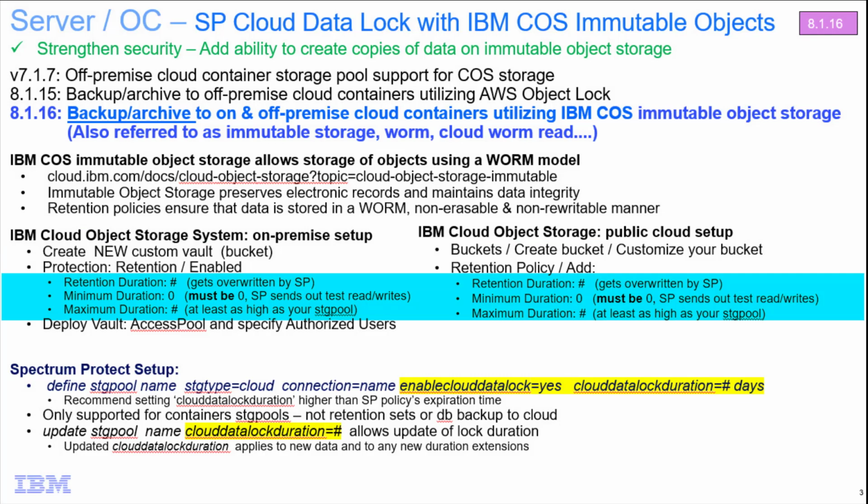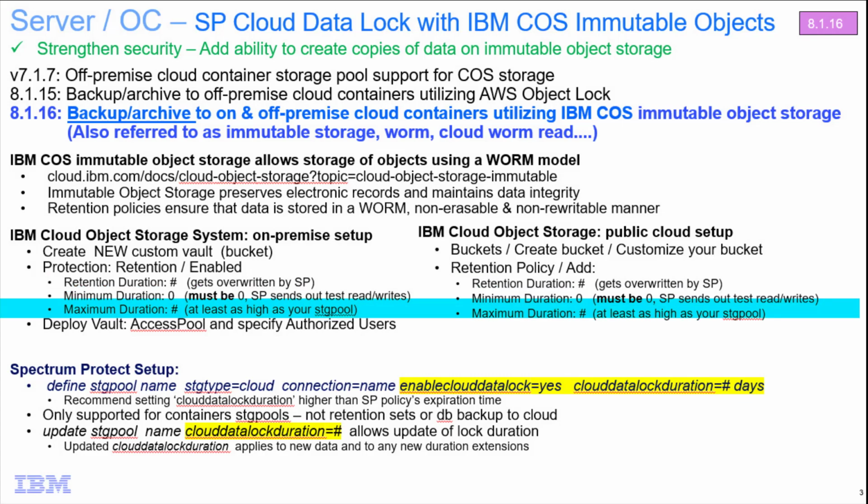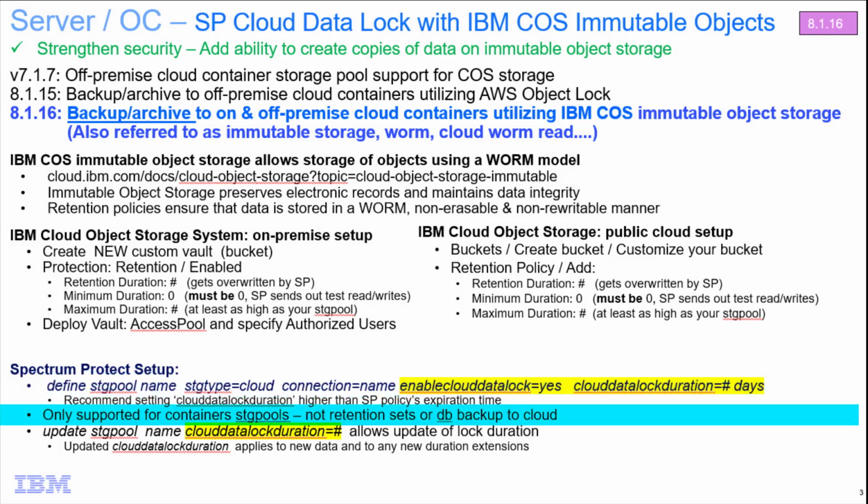And the important thing on both of these is going to be the setup of your retention duration, minimum duration, and maximum duration. And these numbers are important because they work in conjunction with our defined storage pool, where we do this enable cloud data lock equals yes, and then we set this cloud data lock duration to a specific number of days. Now this is only supported for your container storage pools, not your retention sets or database backups out to the cloud at this point in time.